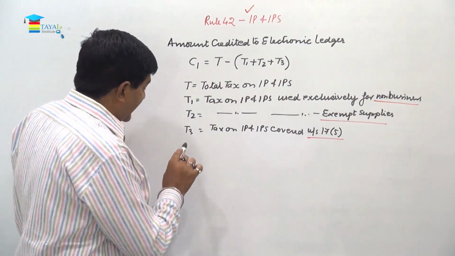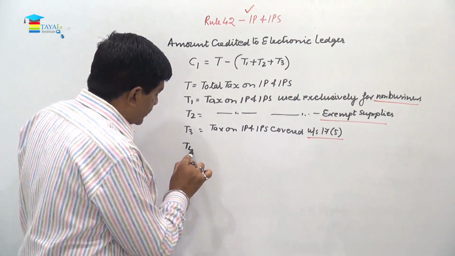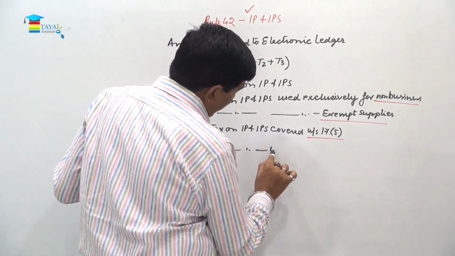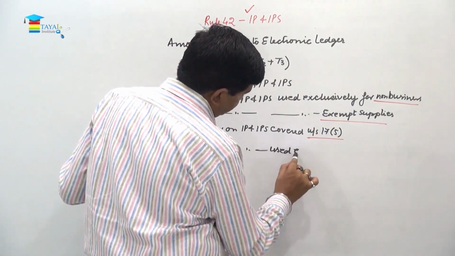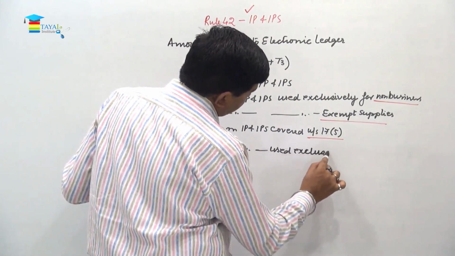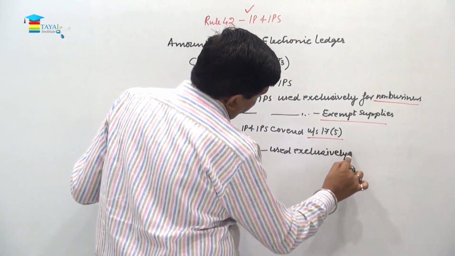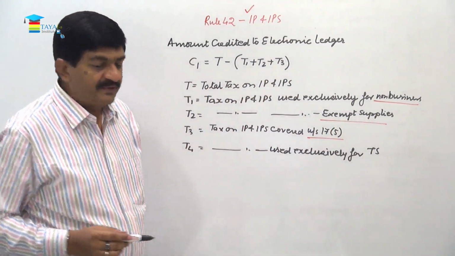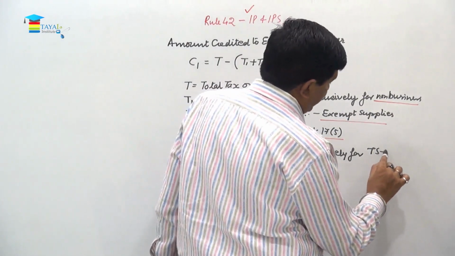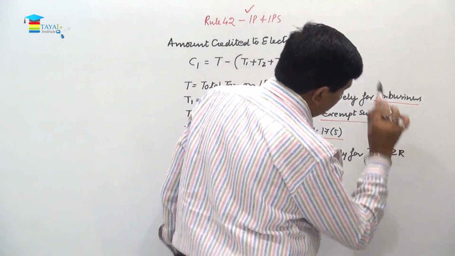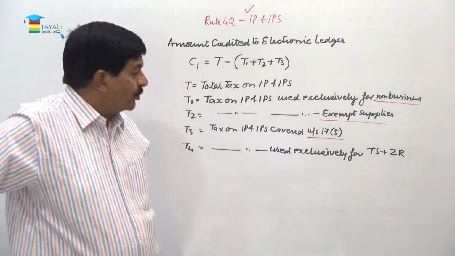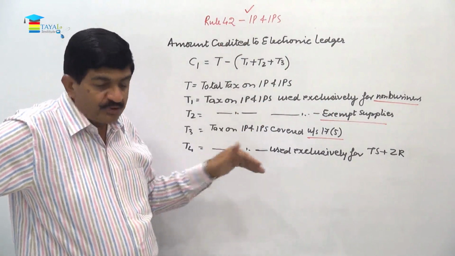Then we have another entry which is called T4. This is tax on input services used exclusively for taxable supplies plus zero rated supplies, because in case of zero rated credit is available. So T4 is not used here, that we are going to talk about now.